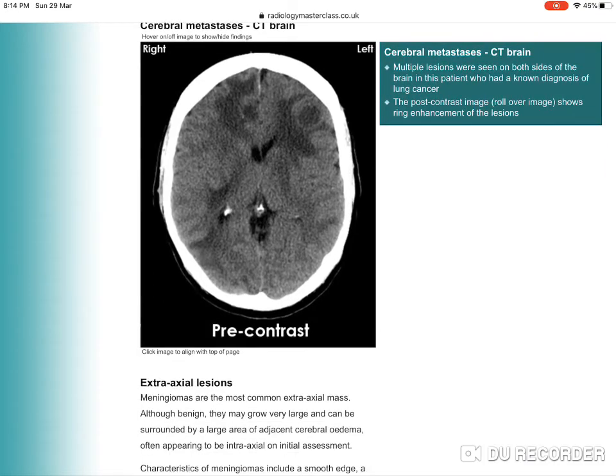Cerebral metastases. Multiple lesions were seen on both sides of the brain in this patient who had a known diagnosis of lung cancer. This post-contrast image shows ring enhancement of the lesions.